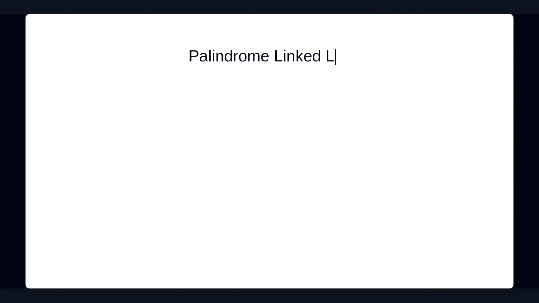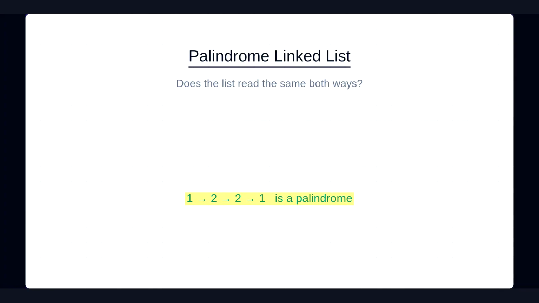A palindrome reads the same forwards and backwards, like the list 1, 2, 2, 1. To check a linked list for this, we combine two tricks we already know. Find the middle with slow and fast pointers, then reverse the second half, and finally compare it against the first half node by node.